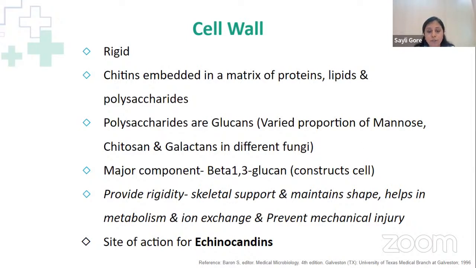The major component of the cell wall is beta 1,3 glucan, which is responsible for constructing the cell. It also divides the septum and assembles the spores. We all know that any cell wall provides rigidity, skeletal support, maintains its shape and prevents the cell from mechanical injury. It also helps in metabolism and ion exchange. The cell wall is a primary target for the echinocandin class of antifungal drug action.